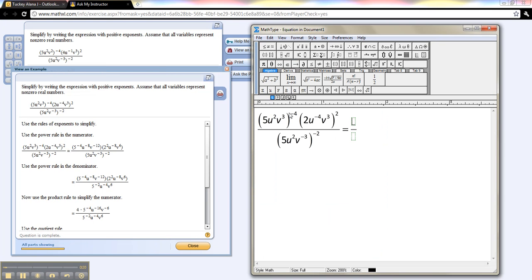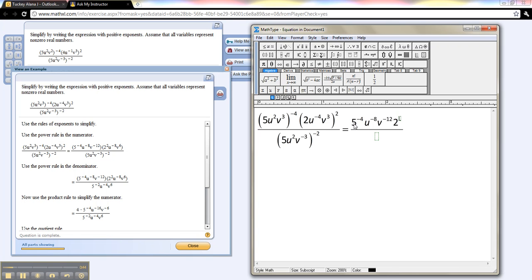Okay, so the first thing I want to do is get rid of these outer powers, the -4, the 2, and the -2. They're gumming up the whole process here. So I'm going to take the time to distribute every one of those powers. So that makes it 5 to the -4, u to the -8 because you multiply those, v to the -12.